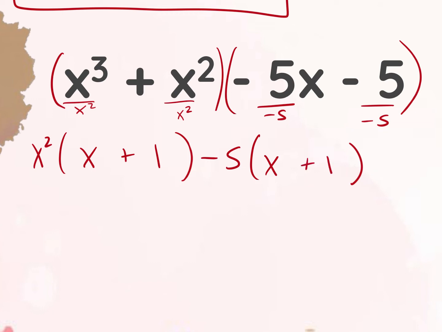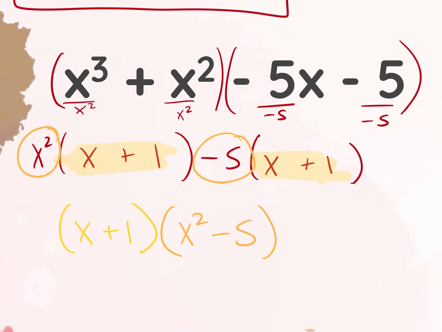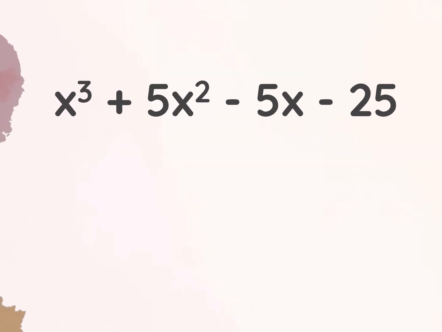X plus 1, because -5 divided by -5 is 1. Do not forget about the 1. So are my parentheses exactly the same? Yep, so they're going to go together on the outside. So x plus 1 goes outside. And then the two things that were already on the outside go together in our second set. So that would be x squared minus 5. That's our answer.